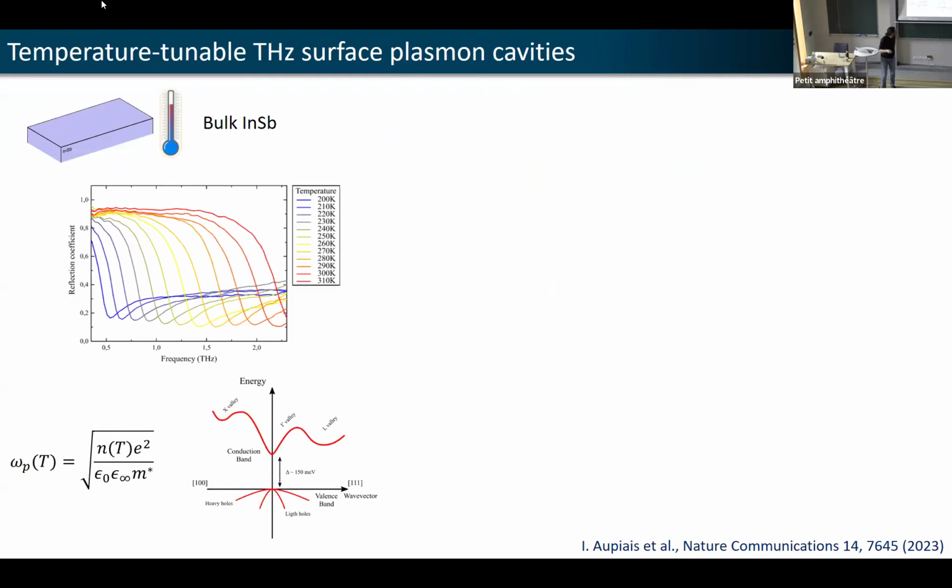Okay, so as you pointed out, the nice thing is that this bulk plasma frequency is actually tunable with different parameters, and one of them is the temperature. And the way it happens is that this material has a small band gap. So as a function of temperature, you have thermal activation of the carriers. The carrier concentration changes, so the bulk plasma frequency changes. And you can really tune it between, let's say, 2.5 and 0.5, between 200K and 300K. Okay, so we are tuning this parameter, which tunes this parameter.